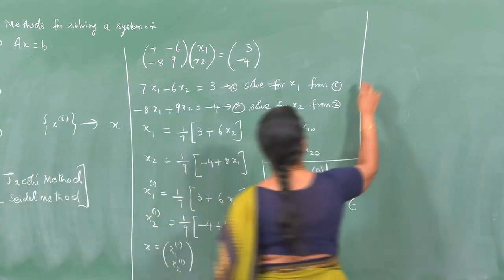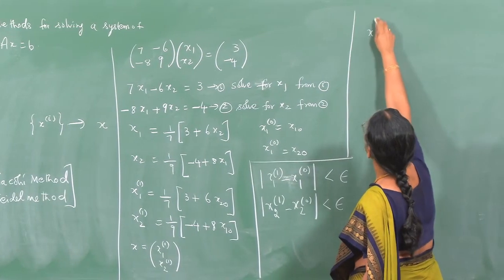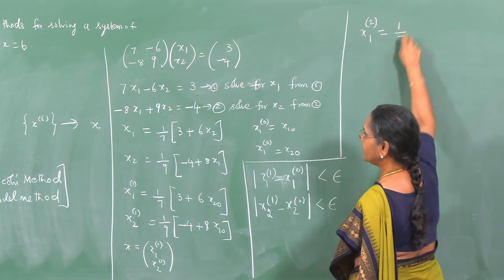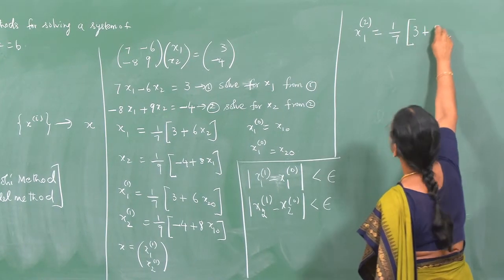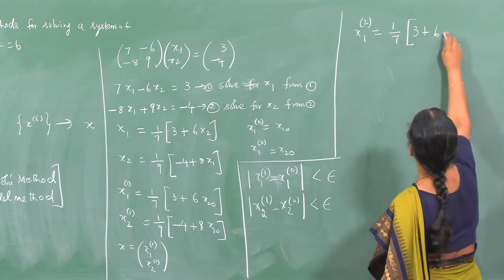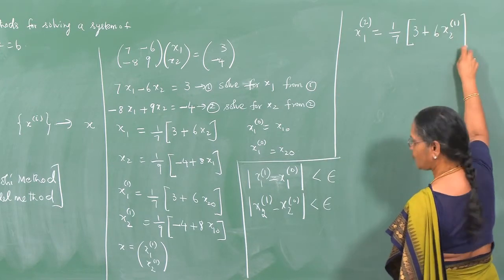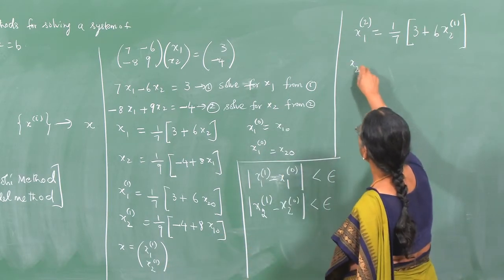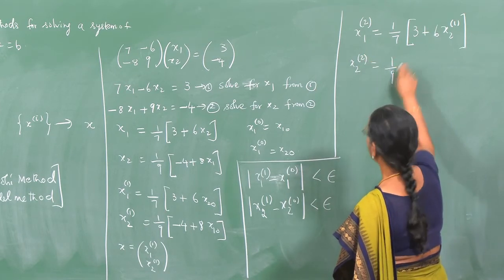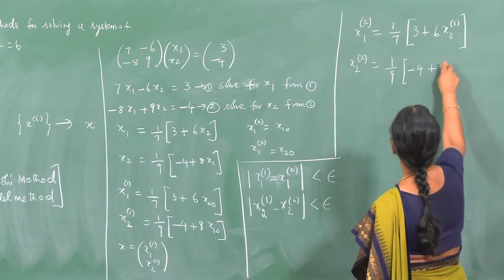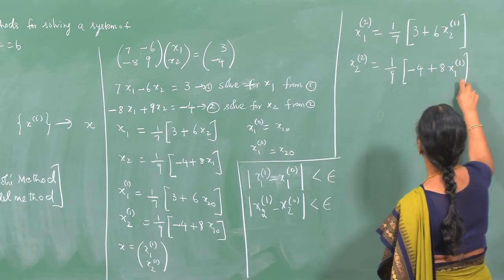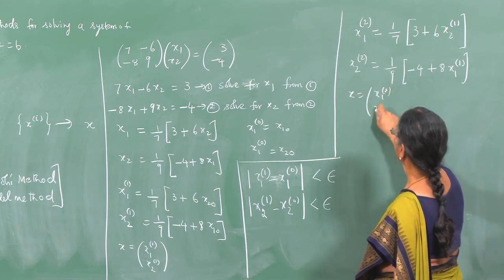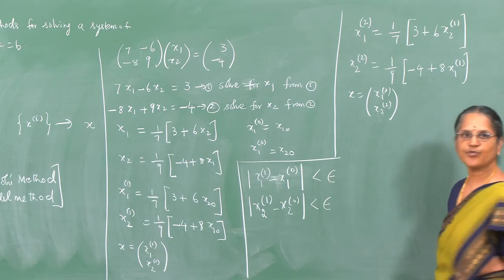What is the new solution? It is going to be x1, but now I obtain it at the second step, and that is going to be 1 by 7 into 3 plus 6 into the variable x2 has the value x21, which we have computed at this step. Similarly, x2 at the second step is 1 by 9 into minus 4 plus 8 times x11. So, I have the solution available at the second step, namely x12, x22.